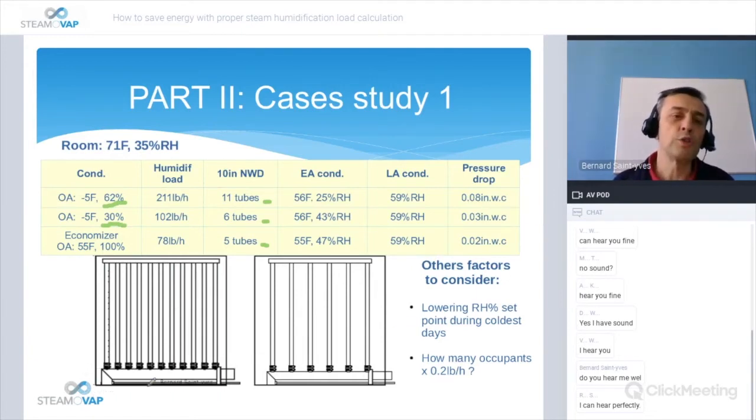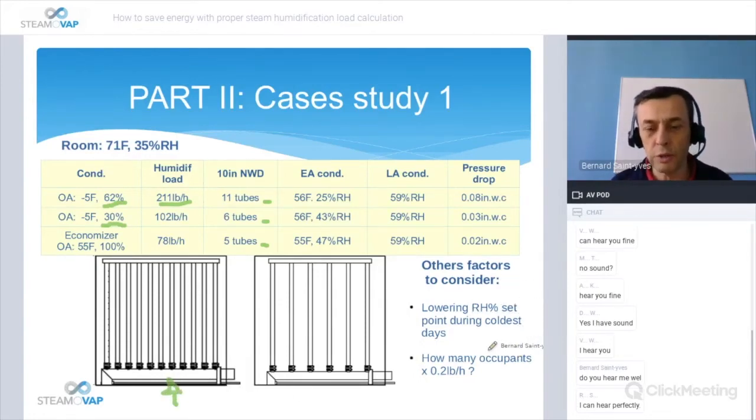I am a more visual person. So you see, this is up to scale what would be the steam distribution ramp for the 210 pounds and for the 100 pounds. So you see that we are practically blocking the air with this solution here. That's what the engineer asked for.